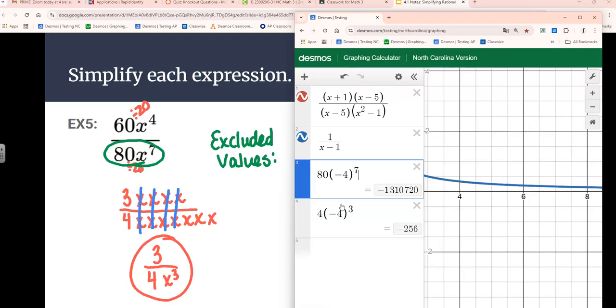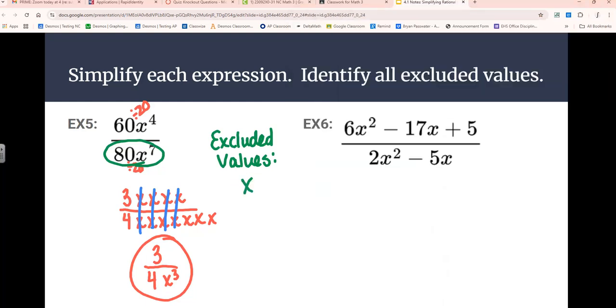5. Even worse. What? 0. 0 is the problem, right? You can't plug in 0. So anytime it's like this, you don't have any plus or minus signs, all you have are x's, it's just going to be 0, because that's the only number you could plug in that's going to give you 0 there. So x equals 0 is your excluded value.